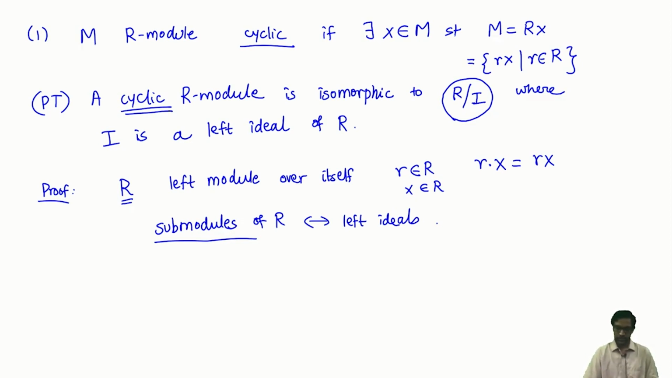Let's prove this. What did we say a cyclic module was? The best way to prove this is to set up a homomorphism. We have a module M which is known to be cyclic, which means there is a single generator x. Let's define a map from R to M, and call this map phi. To each element r of the ring, it associates the element rx. Recall x is the fixed generator of M.